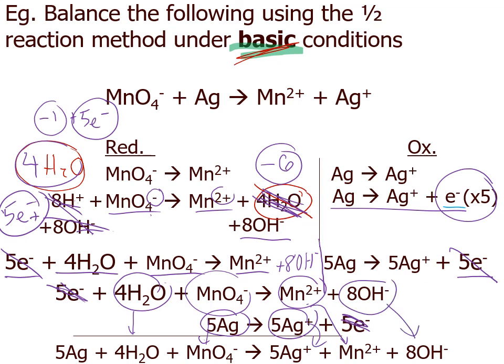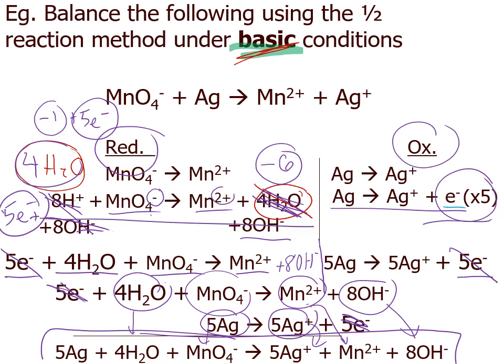So we end up with our balanced redox reaction at the end here by writing it into 2 half reactions, balancing the species within under basic conditions, and making sure the electrons are equal. We end up with our balanced redox reaction using the half reaction method under basic conditions.